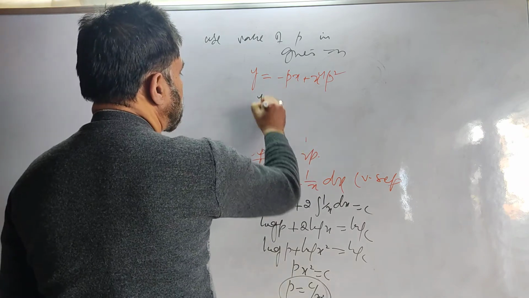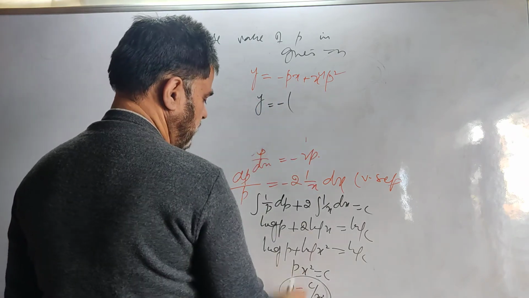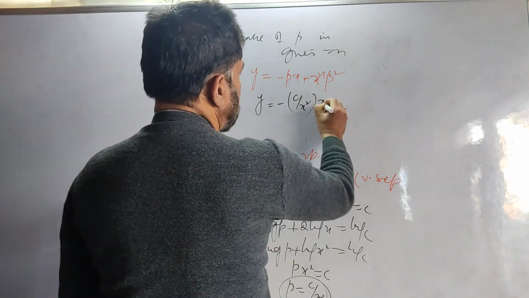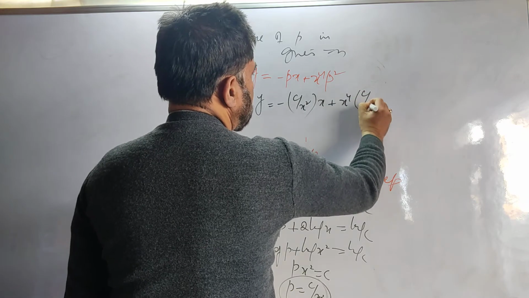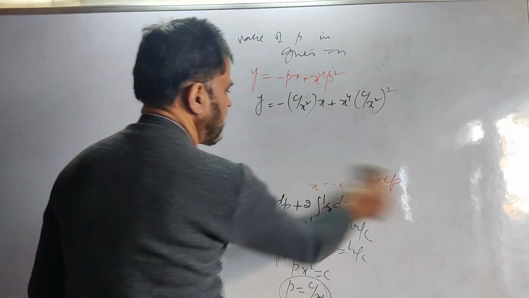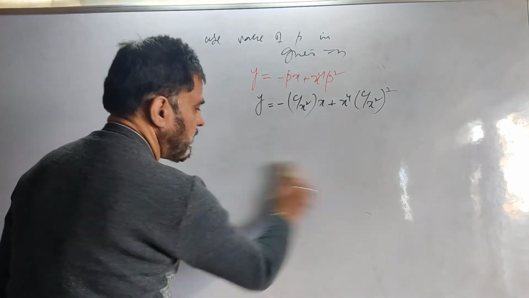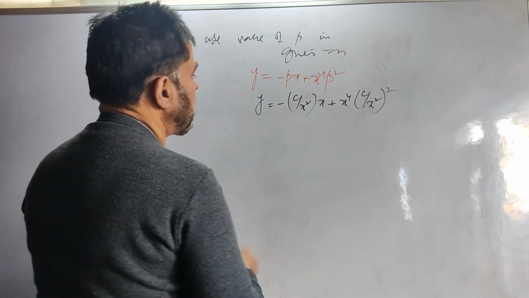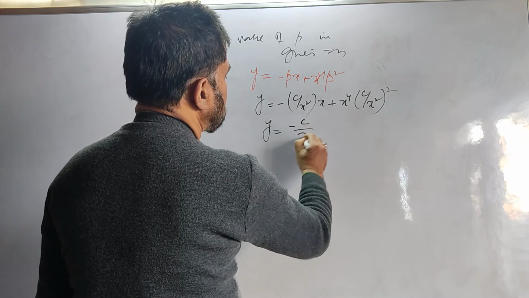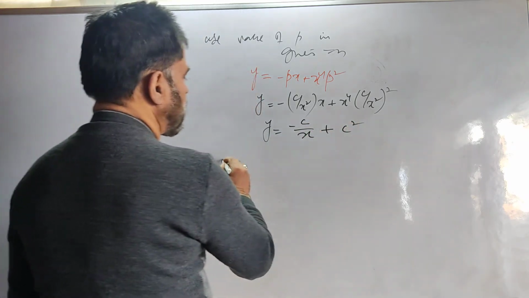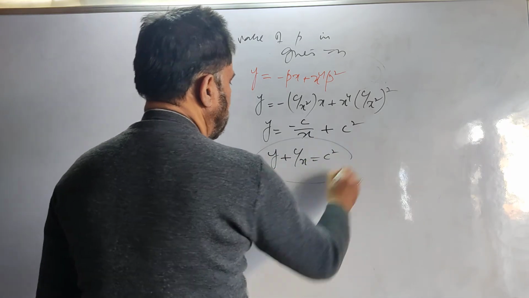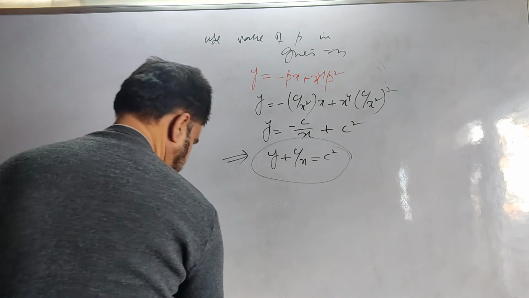It is y is equal to minus c by x square into x plus x into c by x square whole square. Well, our solution is now complete here, because we could easily solve it for p. This is y is equal to minus c by x plus c square. So you can write solution is y plus c by x is equal to c square. This is the solution of this differential equation.